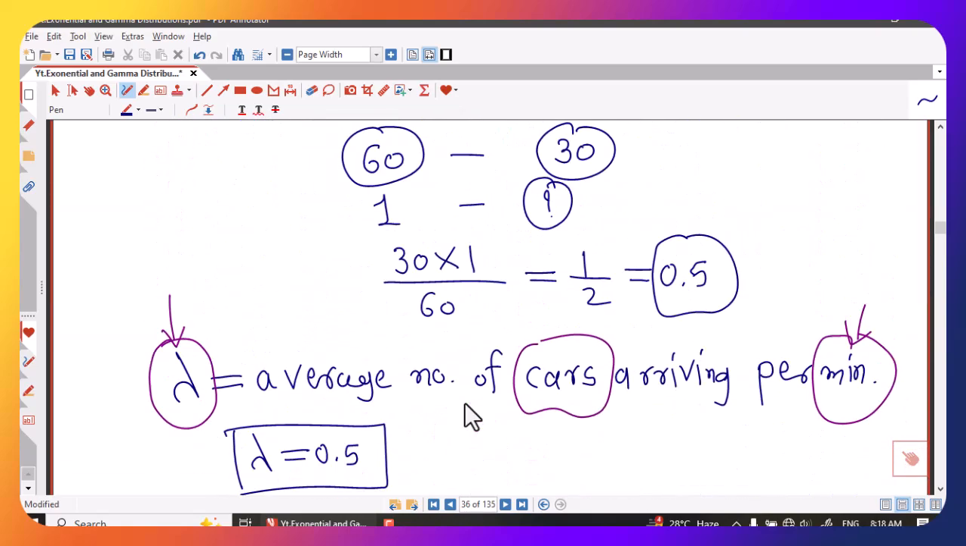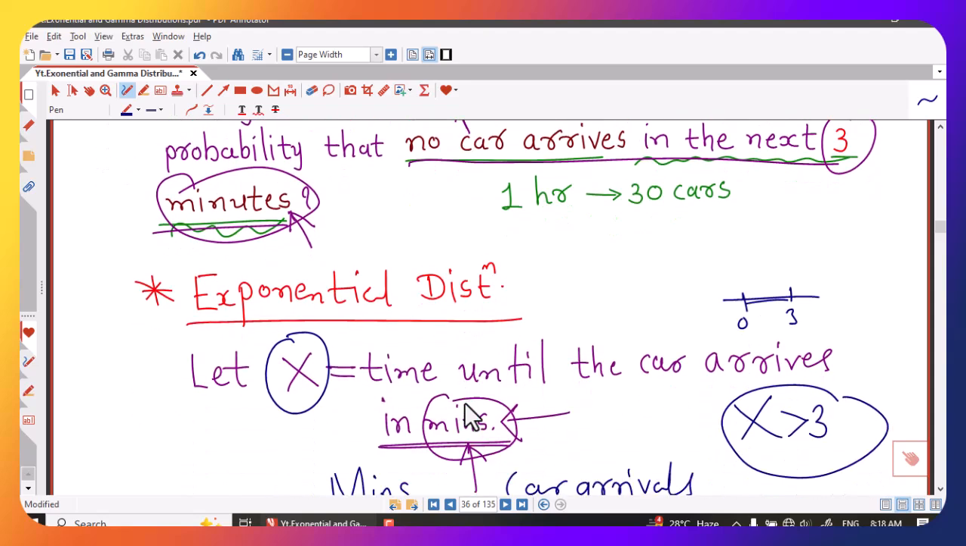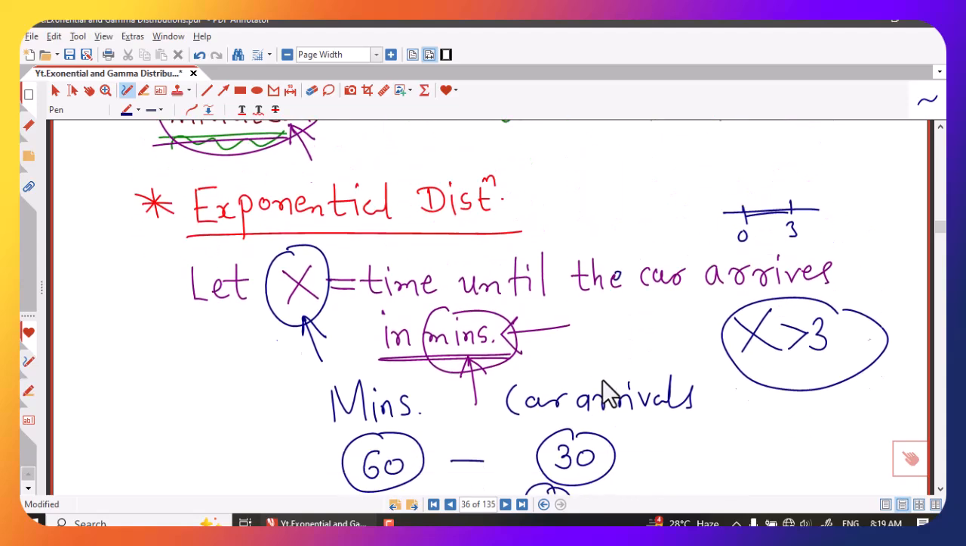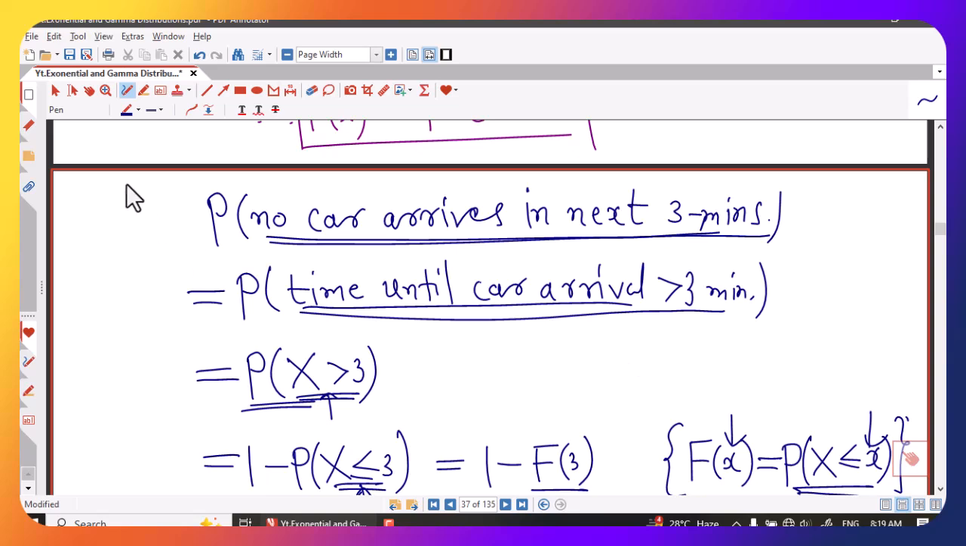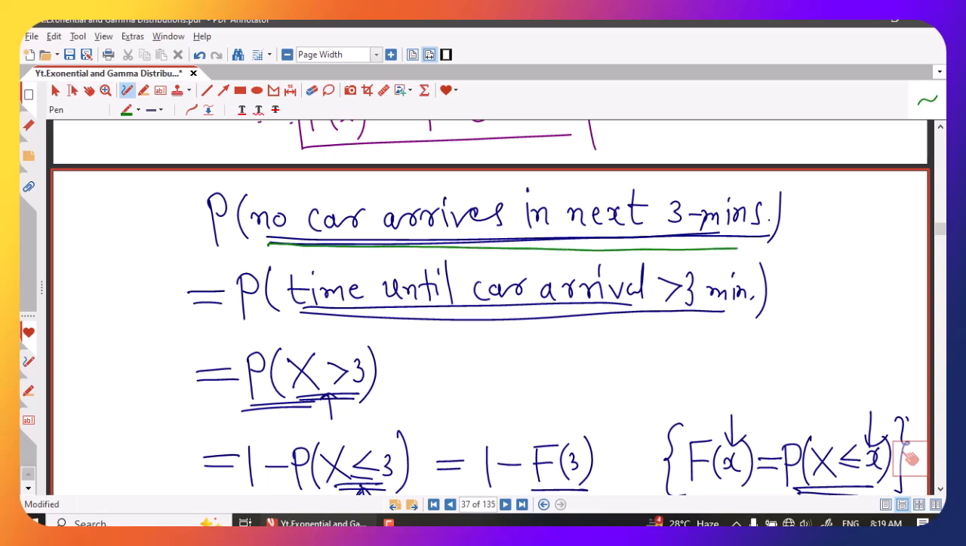So we have solved this problem using the exponential distribution, and whenever we are using the exponential distribution, our random variable capital X is the time until the event occurs or the time between successive events, and lambda is the average number of events per unit of time. And this is important: we must understand that these two statements are equivalent, that no car arrives in a 3-minute interval is equivalent to the fact that the time until the car arrival is greater than 3 minutes.